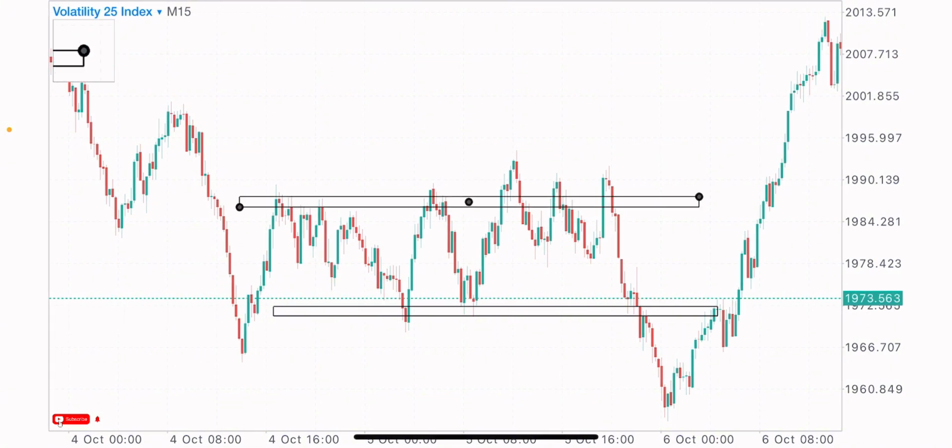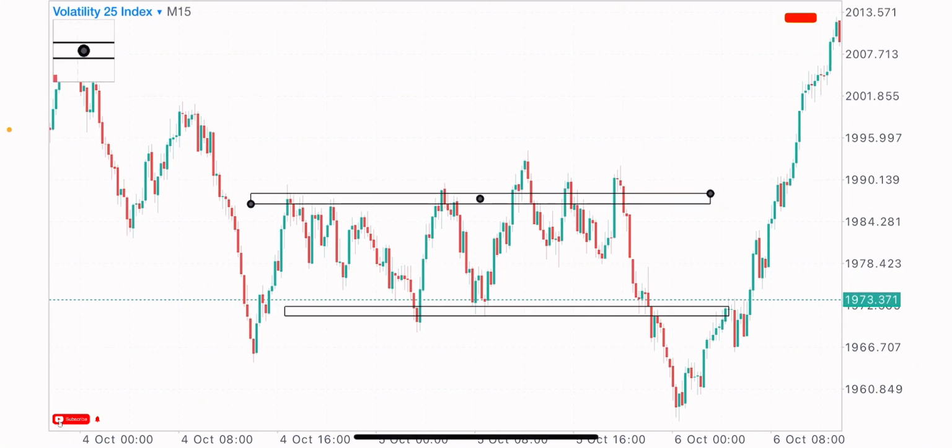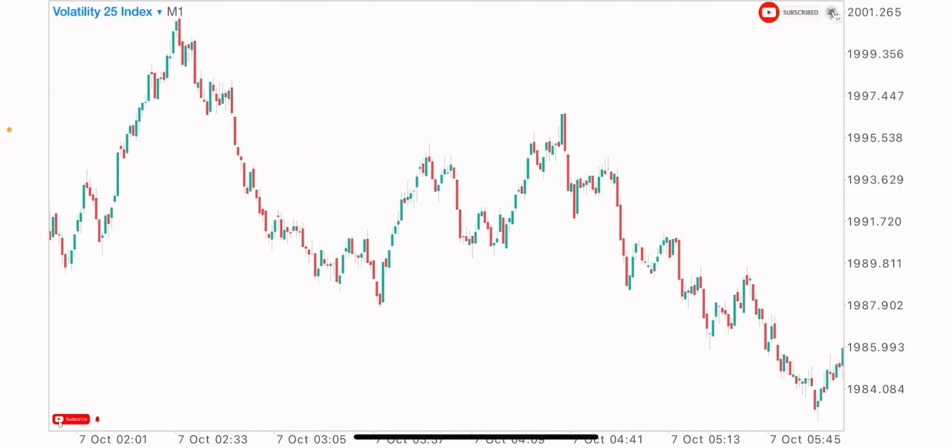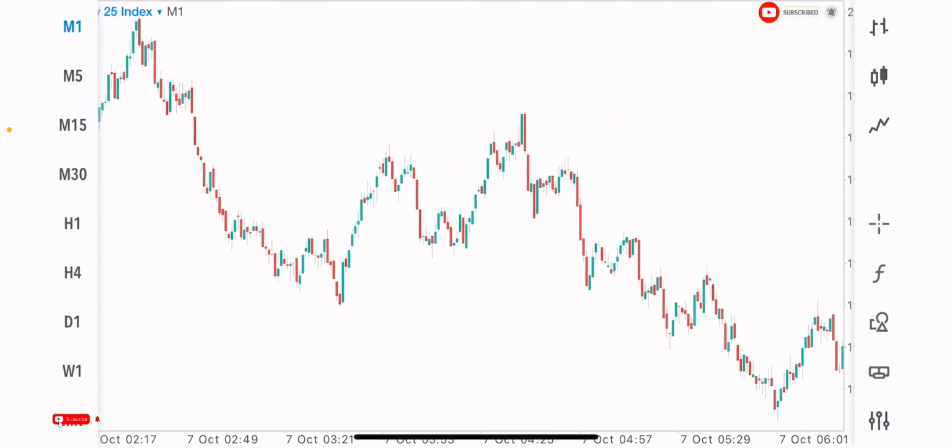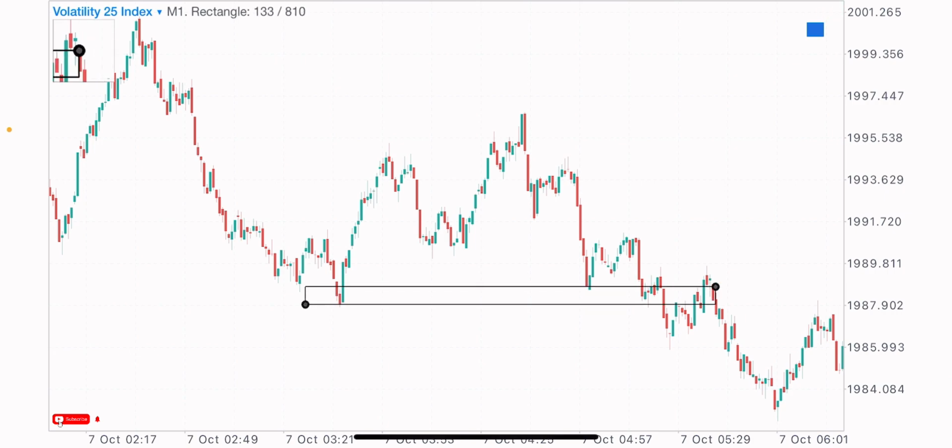So these support and resistance levels can be identified on any time frame, the 1-minute time frame as well. Let's go to the 1-minute time frame to show that you can identify this level of support and resistance on it.